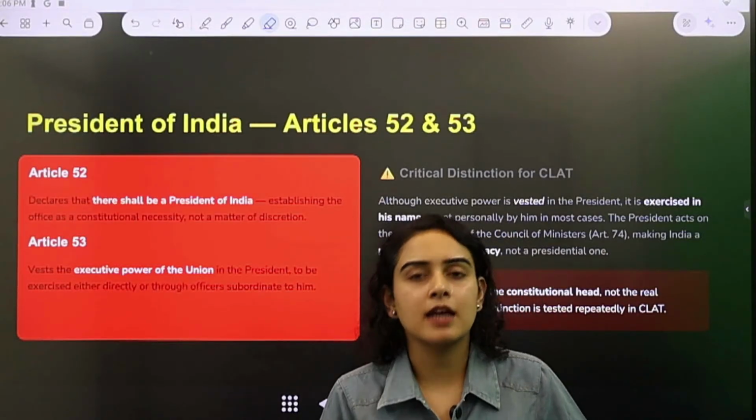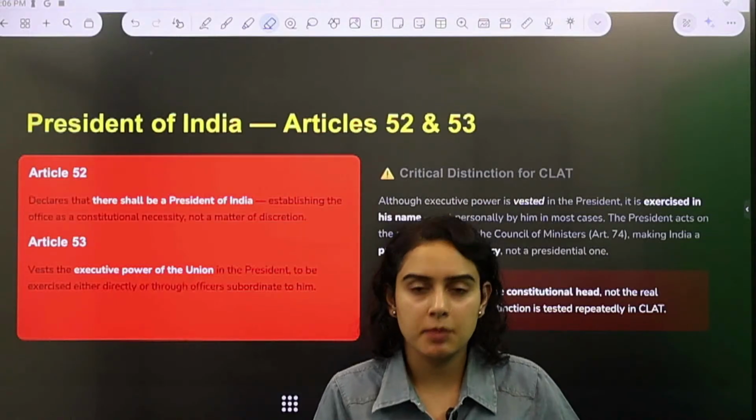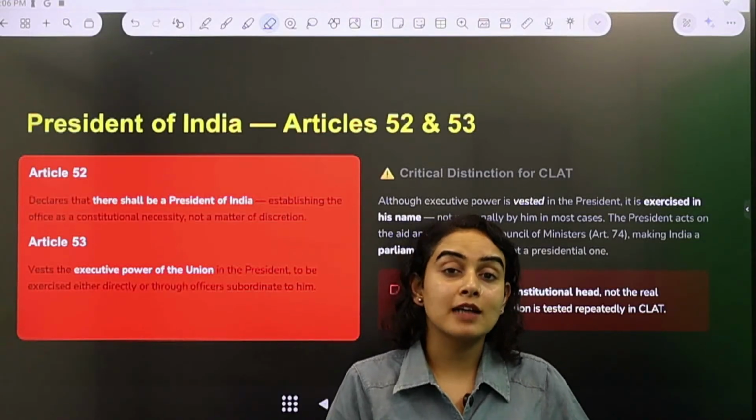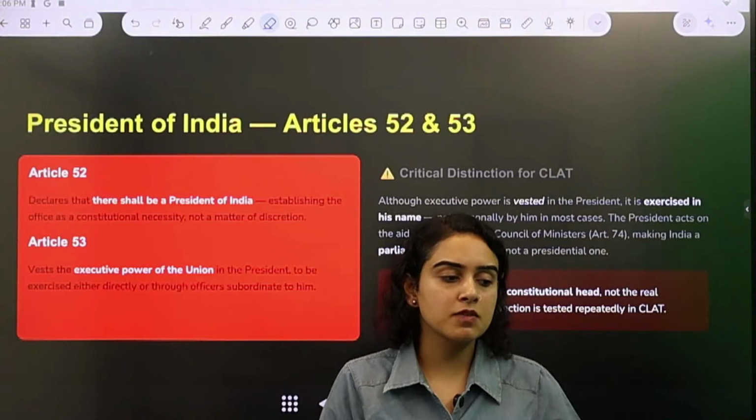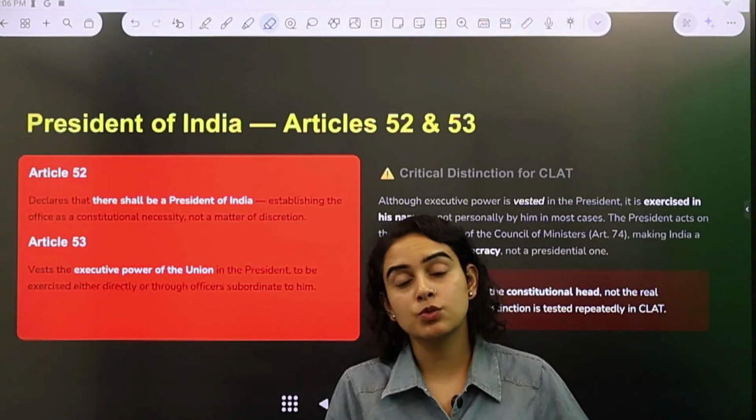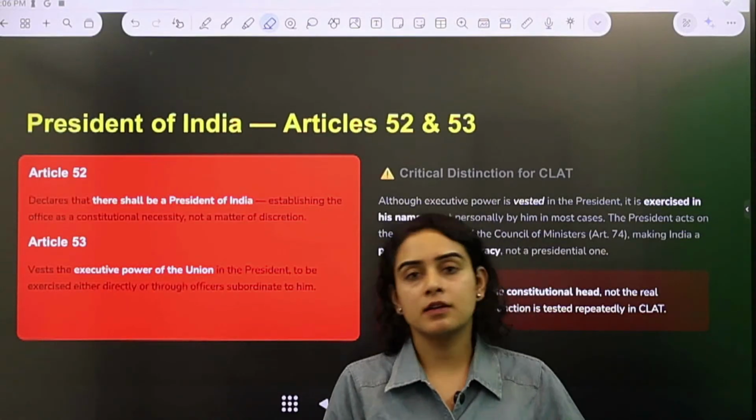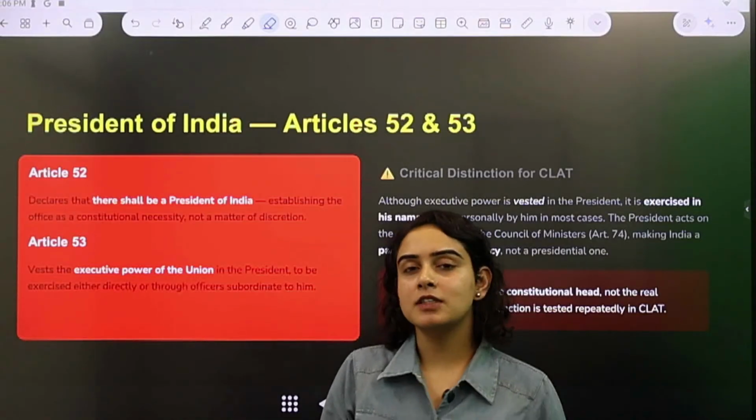But what exactly is the union executive about? What all things are actually part of the executive? That is something which is extremely important for us to understand. So to help you out with the same, we are back here in this class. So without any further delay, let's get started.